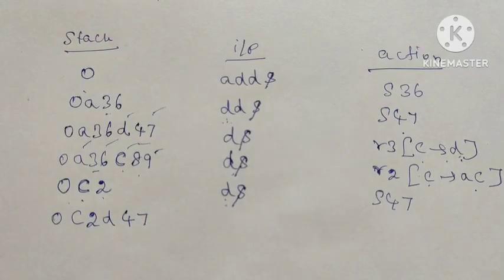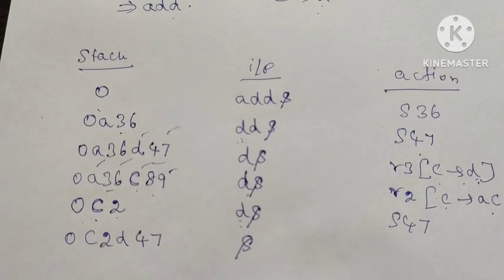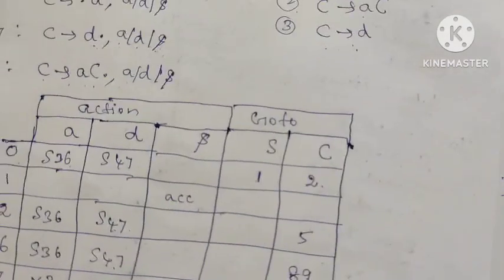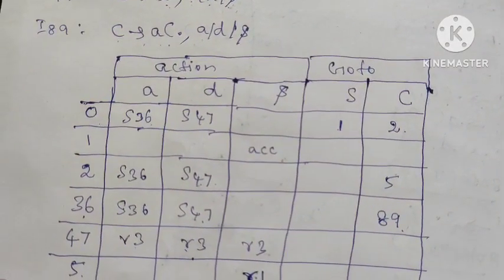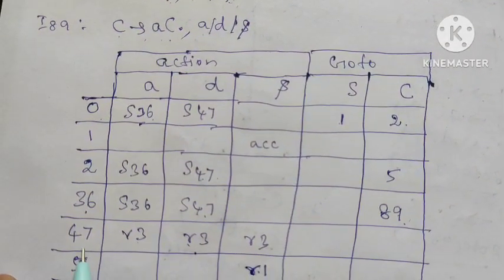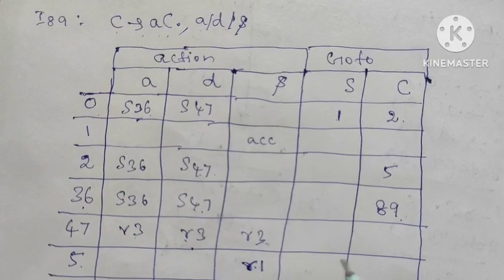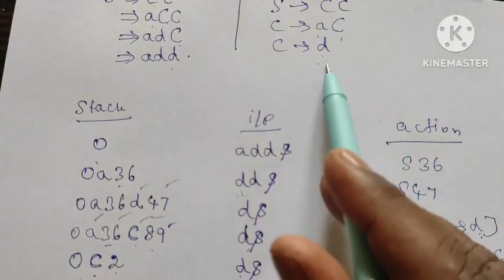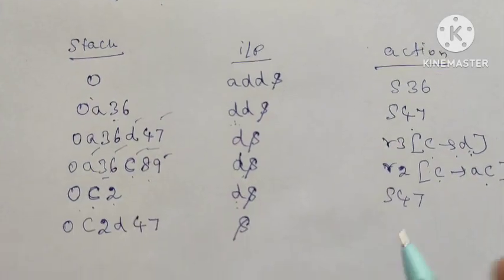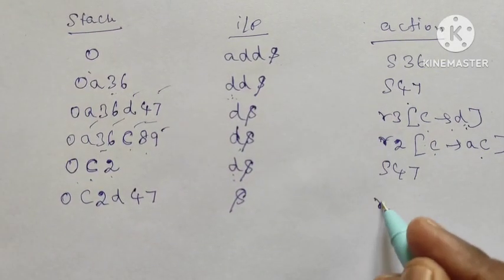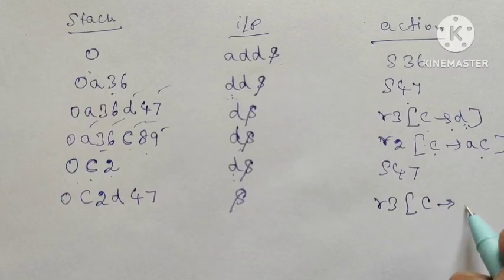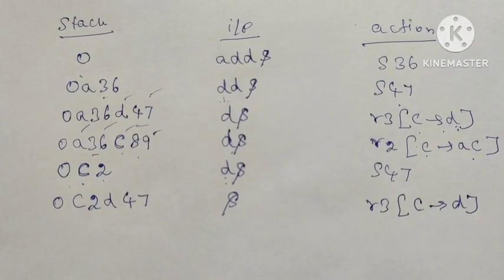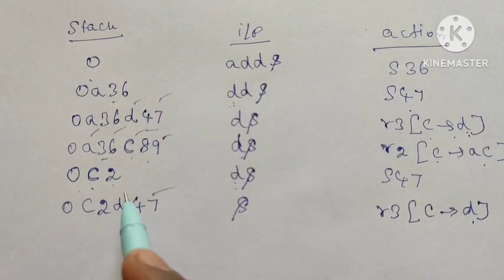On the right side you have dollar. 47 and dollar, check with it. 47 and dollar goes for R3. R3 is production number 3, which is C tends to D. Right side you have D, only one element, so pop 2 elements from the stack. So 47 and D go off.